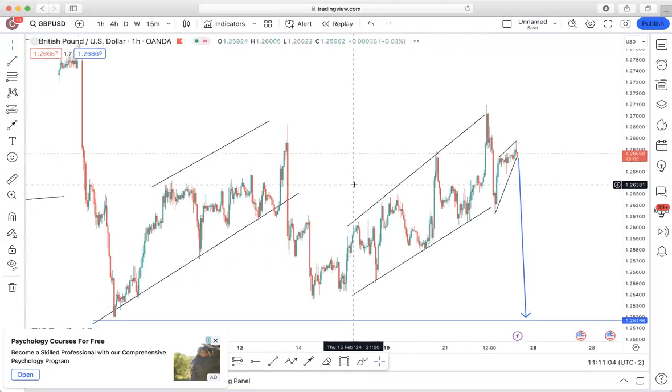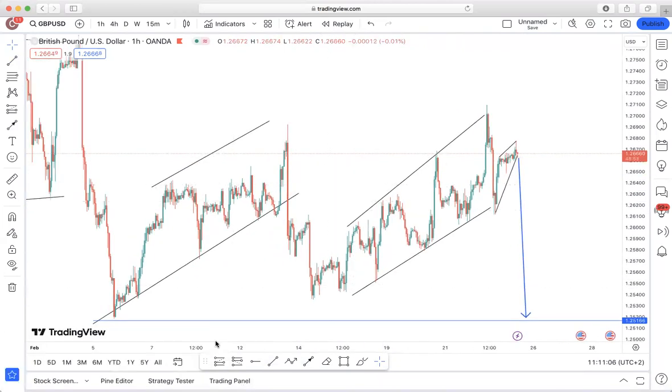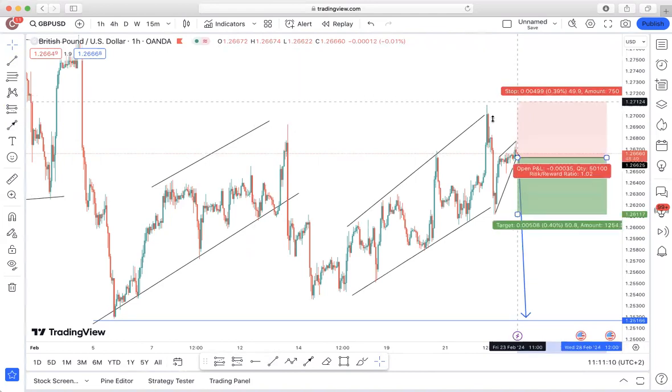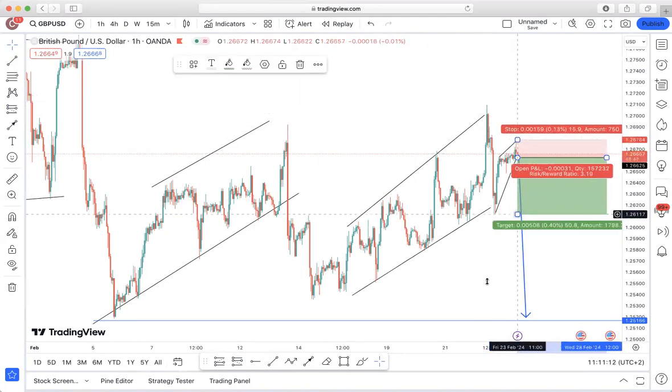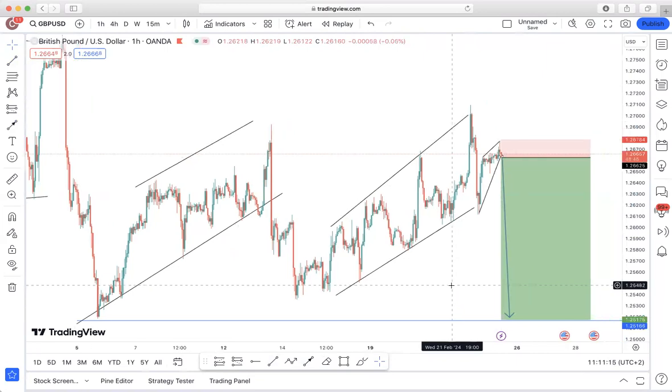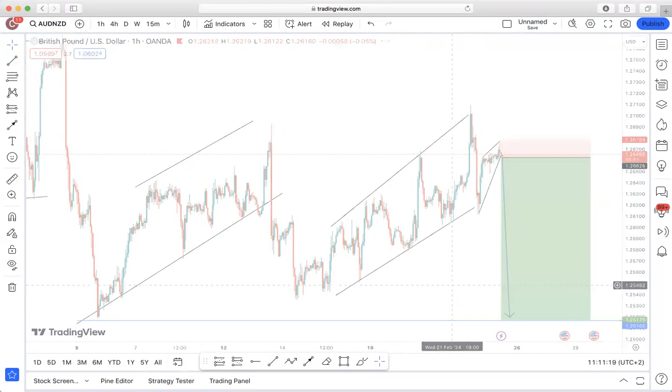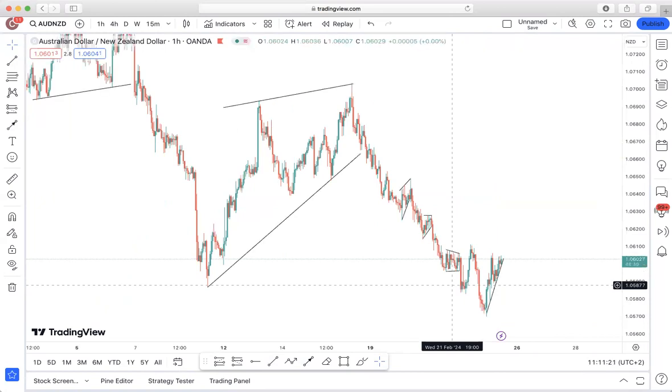So this is how I'm looking at the GBP USD for those selling opportunities to the downside. Like so. So that is it on GBP USD. Now let us move on over onto our next pair, which is what?